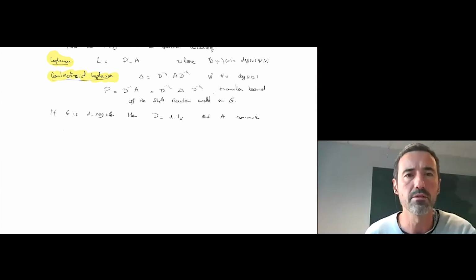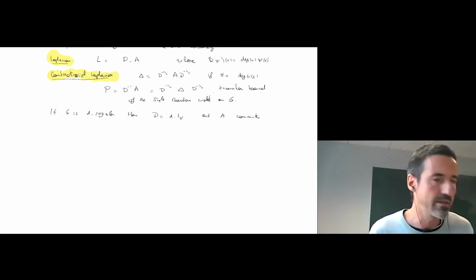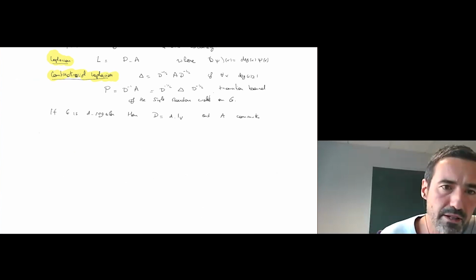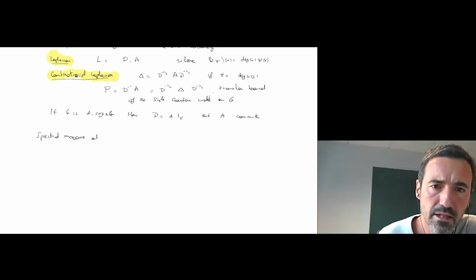Now we'll do a little bit of spectral theory. So this was the adjacency operator. Now I will define what is called the spectral measure at a vector.